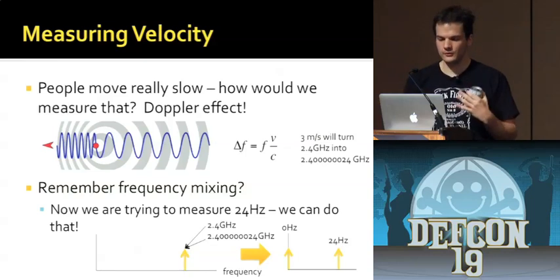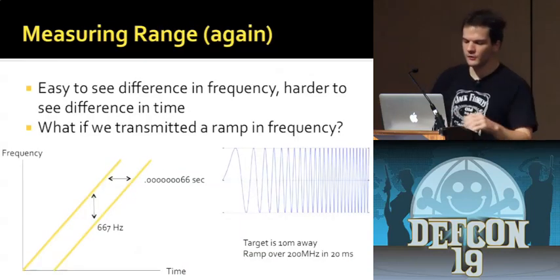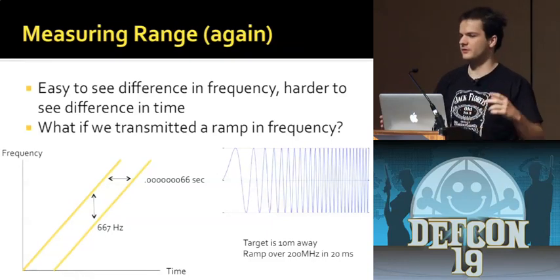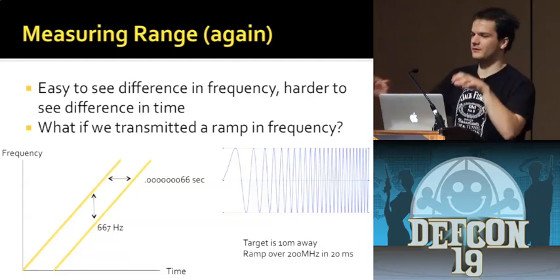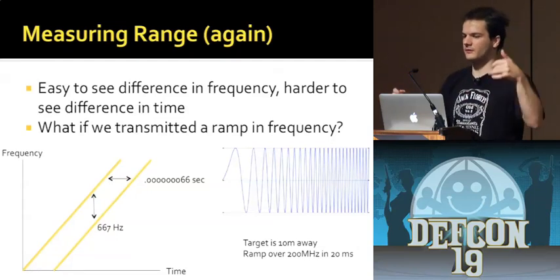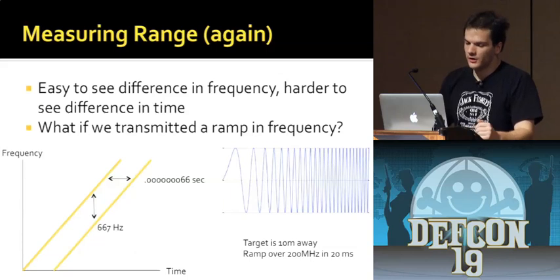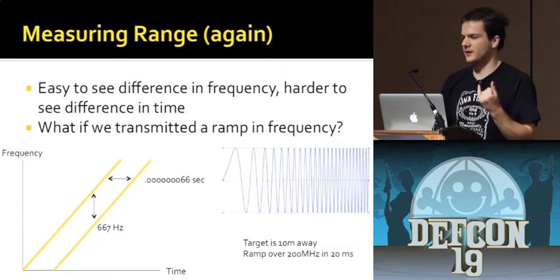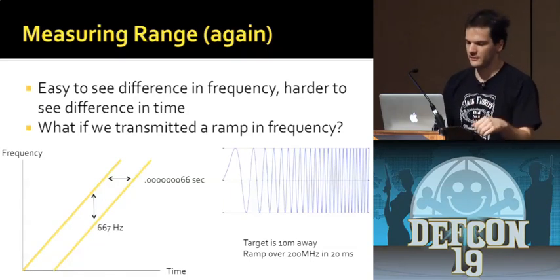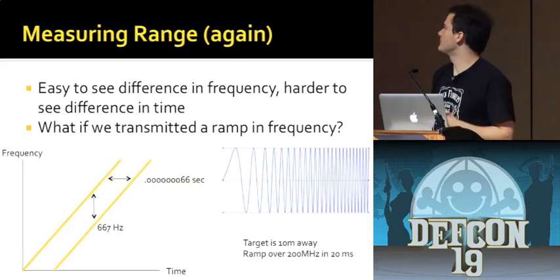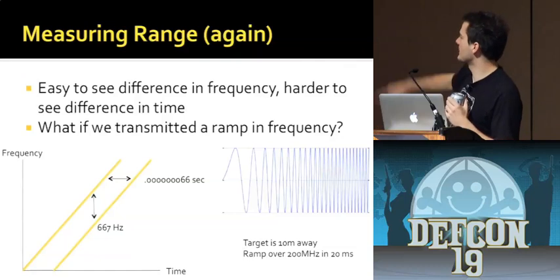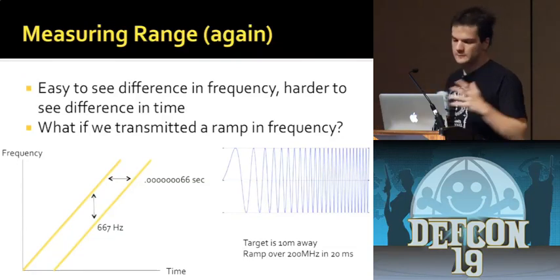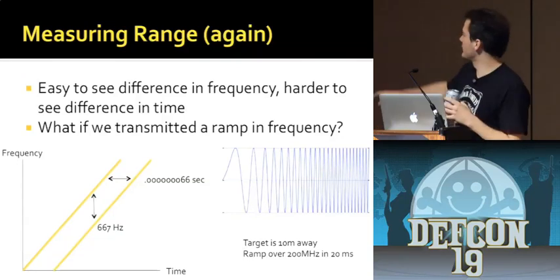So going back to measuring range, if we're trying to see a difference in frequency, it's pretty easy. We can do that, and the really cool thing is if you take that into the computer and Fourier transform it, you can very easily get a plot of frequency versus power. And it's harder to see a difference in time just because we can't sample that fast, or it's expensive to sample that fast. So what if we took the frequency that we're transmitting and just ramped it? So what that means is it's going to be a tone that looks sort of like this.